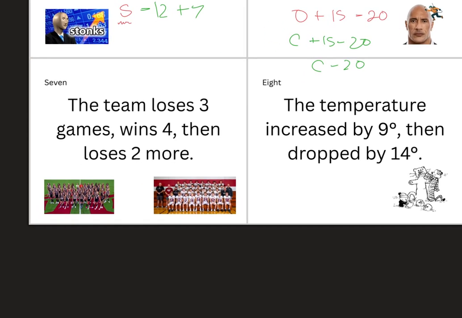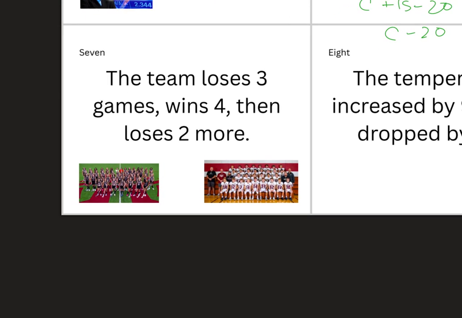That's fine. The team loses 3 games, wins 4, and then loses 2 more. So the team loses. They win. They lose 2 more. Again, to make this algebraic, maybe I'm going to use G for games.